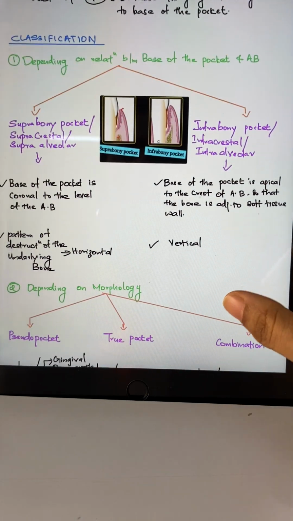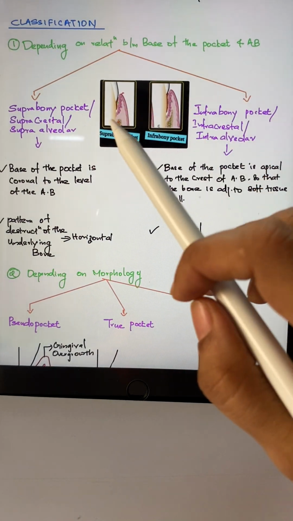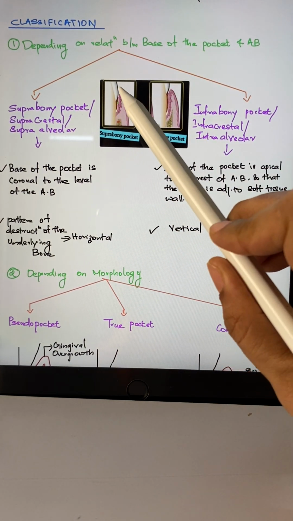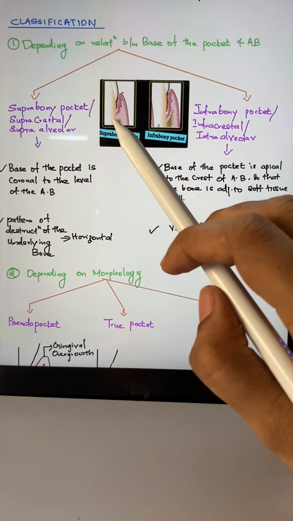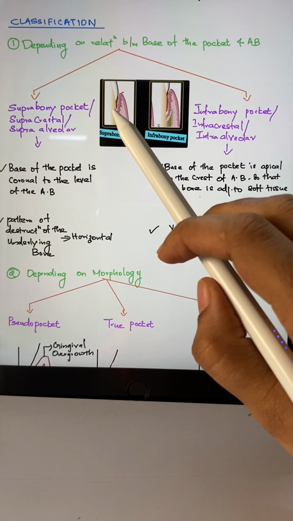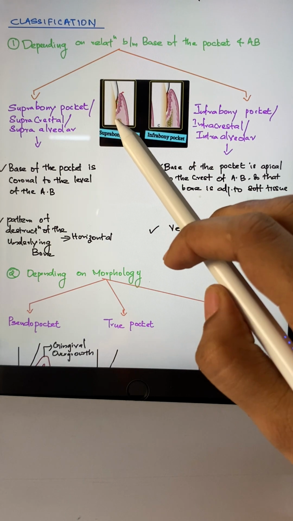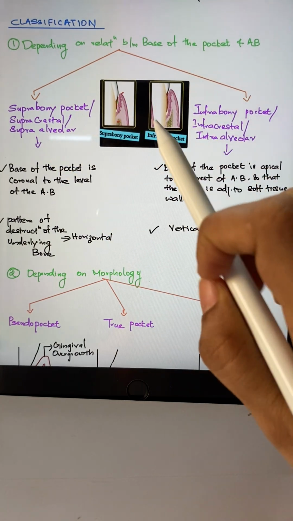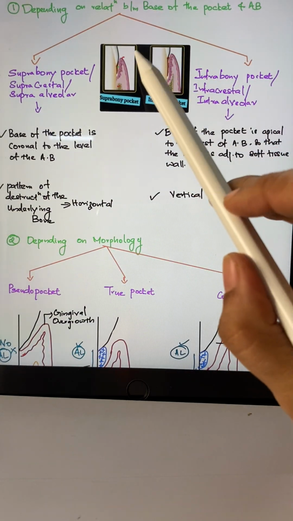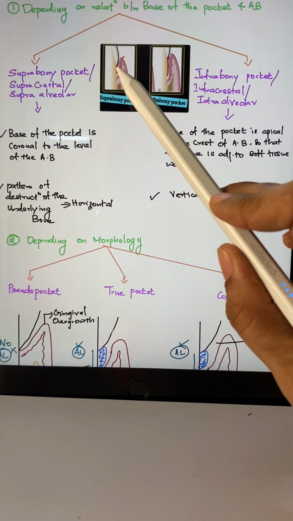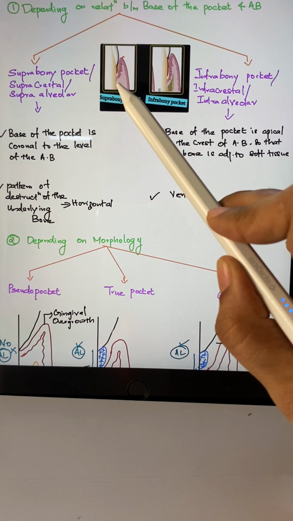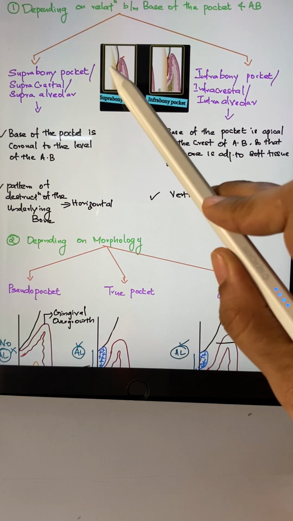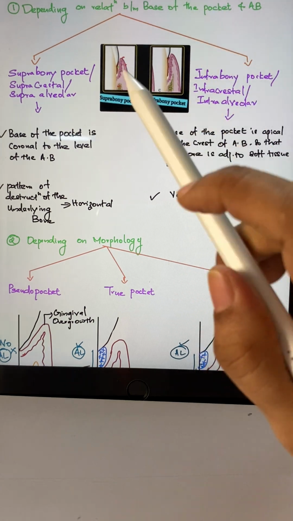Let's see the classification. First, we will see the classification based on the relation between the base of the pocket and the alveolar bone. So this is the alveolar bone and here is the base of the pocket. Based on this relation, it is divided into supra-bony pocket and infra-bony pocket. So what do you mean by supra-bony pocket? Supra-bony pocket means the base of the pocket is coronal to the level of the alveolar bone. So the alveolar bone is here, and the base of the pocket is coronal to the alveolar bone.